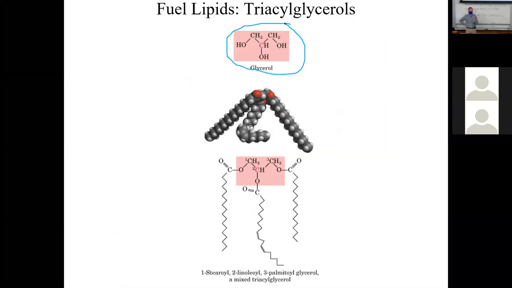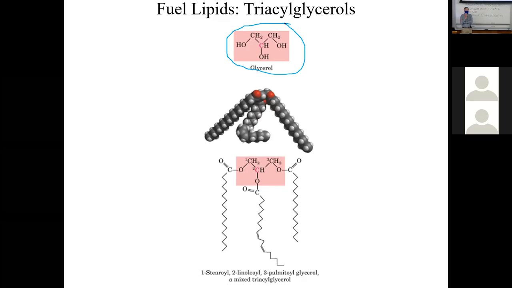The fatty acids can differ in their chain length. They can be anything from an acetate up to, I think, probably about 26 carbons is the longest I've ever seen. The fatty acids can have different amounts of unsaturation. So animal fat tends to have a higher proportion of saturated fatty acids appended to the glycerol molecule, whereas plant oils often have more unsaturation associated with them.